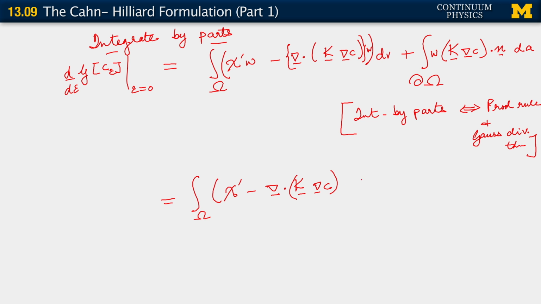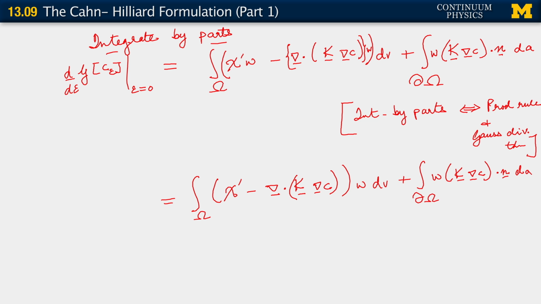Okay, we'll just leave it as that. So all of that times W. What I would have otherwise said is that if k were uniform, if k were independent of position, this divergence would come through to the gradient here, and that would become a del square operator. Okay, but we'll just leave it in this form. Okay, we have this plus integral over partial omega W times k grad C dot n dA.